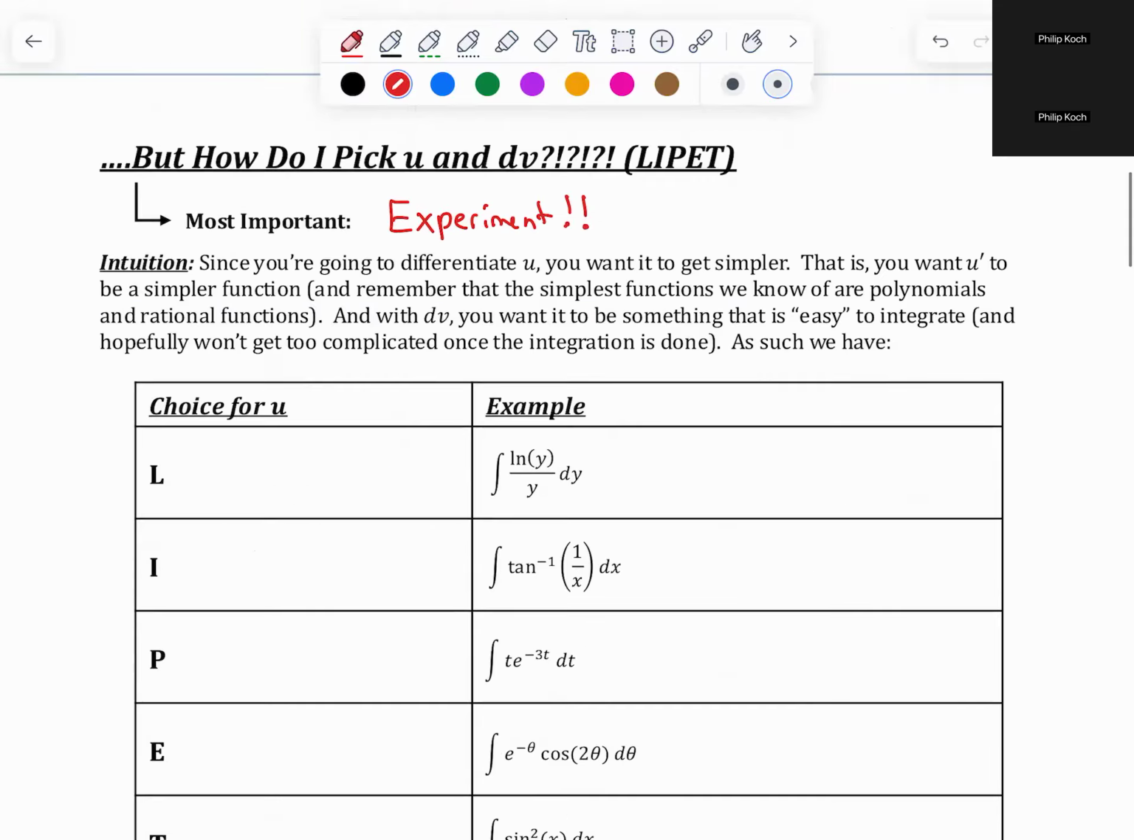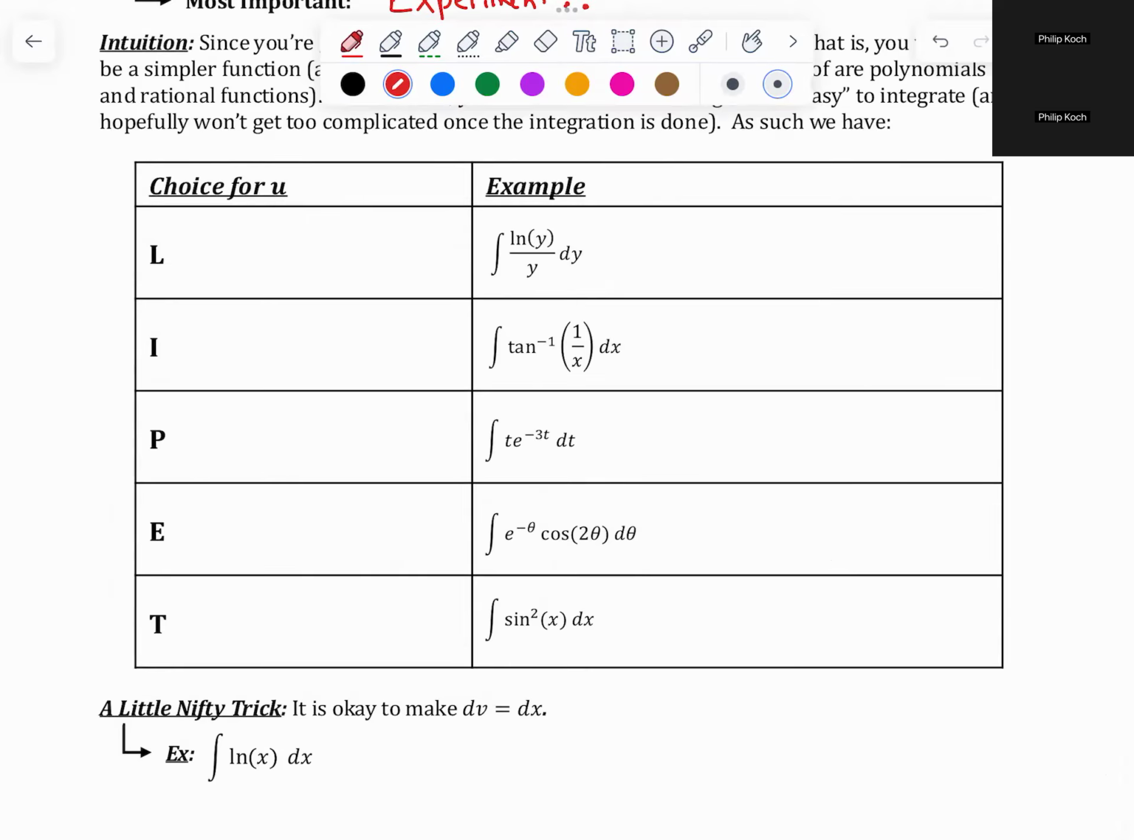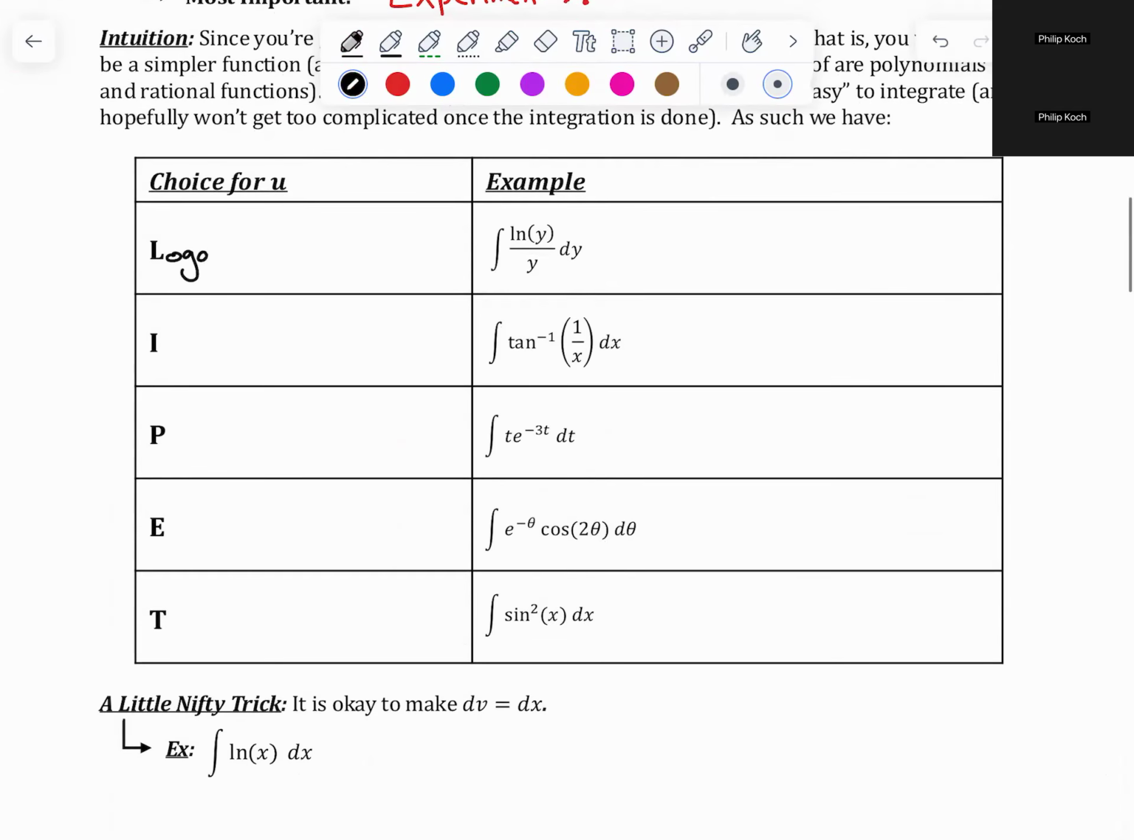So as such, we have this choice system. Whenever you look at an integral, if you're going to try integration by parts, first look for logarithms. That's what L stands for, logarithms. So in this case, we look at this integral and we say, okay, there's a logarithm in it. That's our first choice. We're going to make u equal to natural log of y. So what should dv be then? It's everything else, so it would be 1 over y dy.